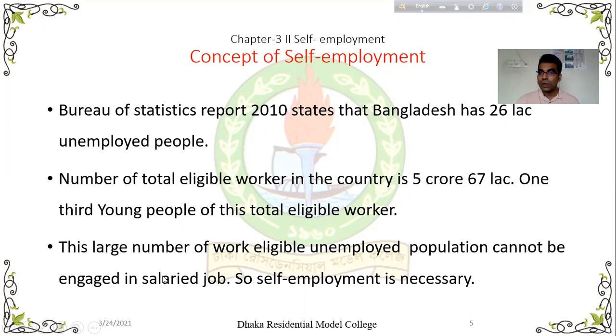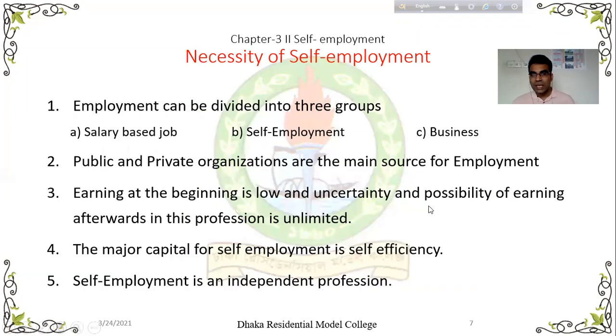And these types of jobs can be found from government and non-government organizations. But it is totally impossible for the large number of population, that means 5.67 crore people, to be engaged in salaried jobs. So what have to do? You have to be self-employed. So for our Bangladesh, self-employment is necessary. What is the necessity of self-employment? Let's go.